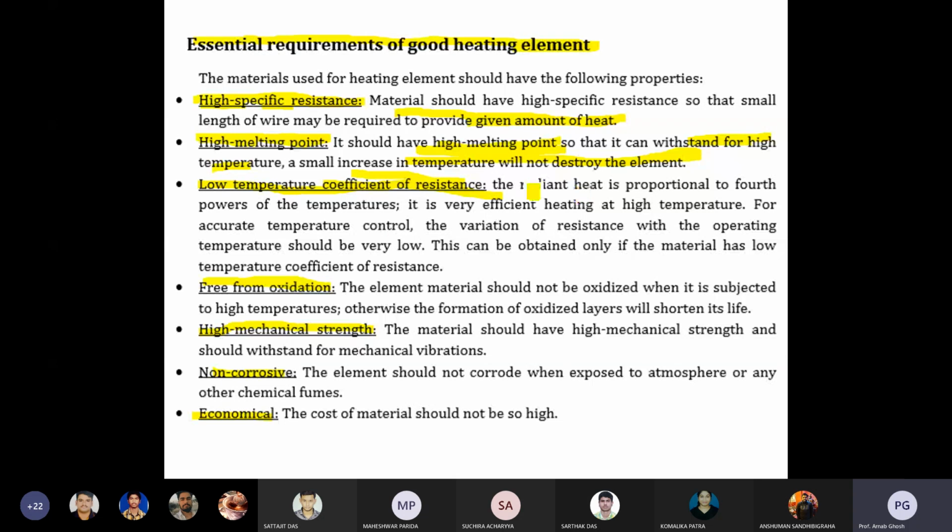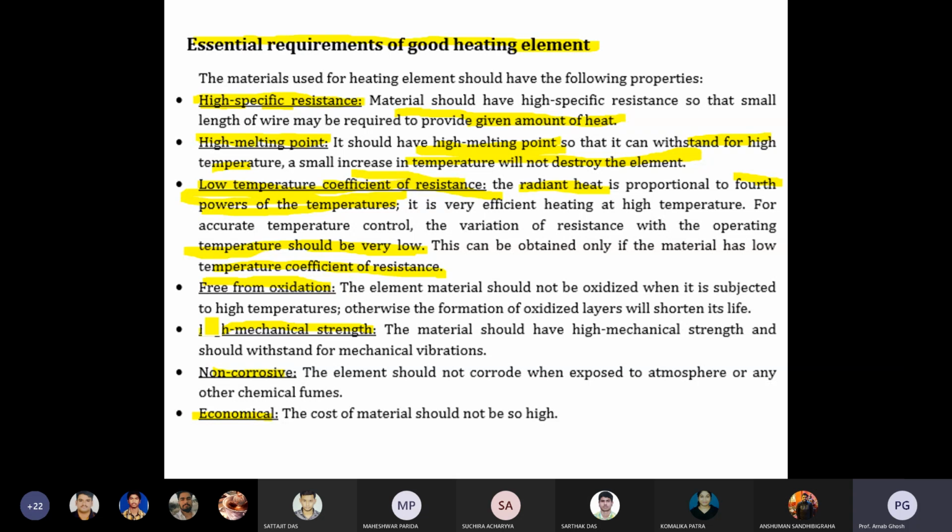The radiant heat is proportional to the fourth power of the temperature, so heating is very efficient at high temperature. For accurate temperature control, the variation of the resistance with the operating temperature should be very low. This can be obtained only if the material has a low temperature coefficient of resistance. These are the very specific requirements.